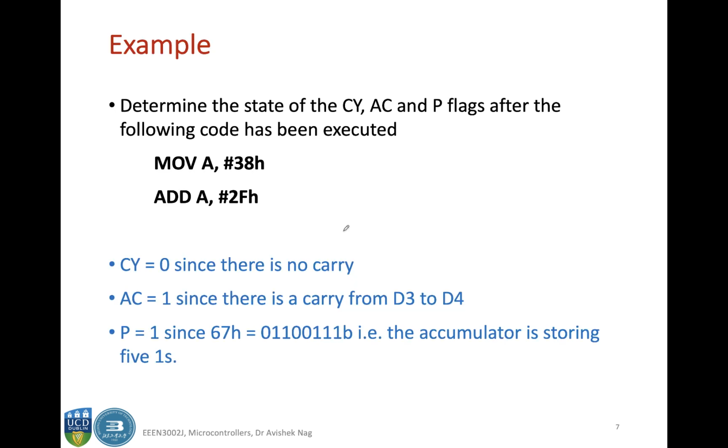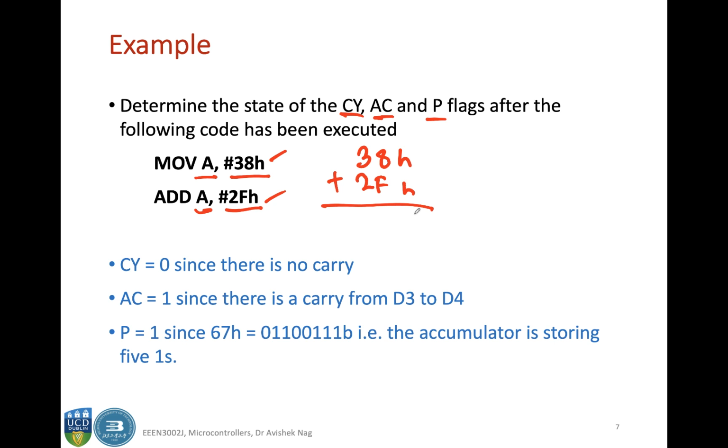So let's see an example. Determine the state of these flags, carry, auxiliary carry and parity flags, after the following code has been executed. This code is basically adding these two numbers. You are moving this number to the accumulator and then adding the next number with the contents of the accumulator. So basically it is doing this plus this.